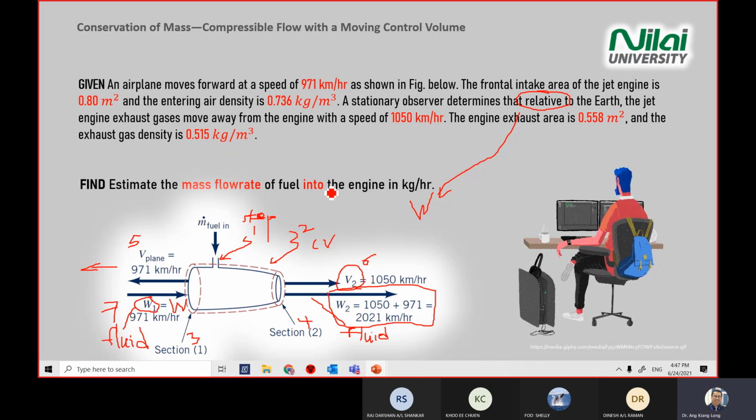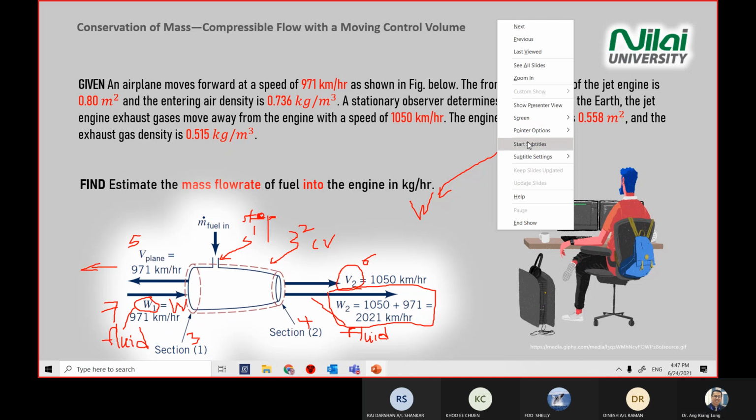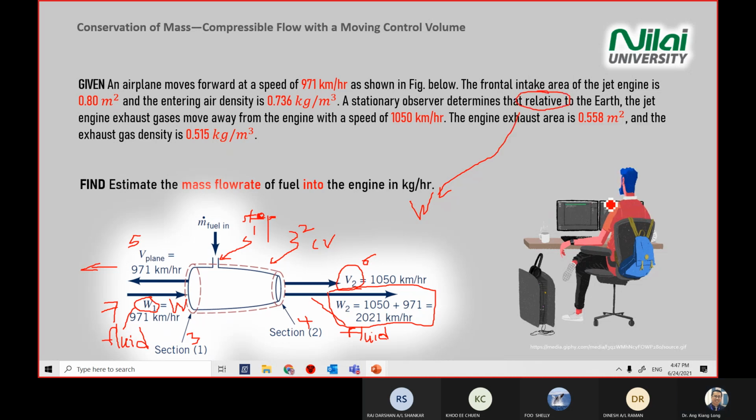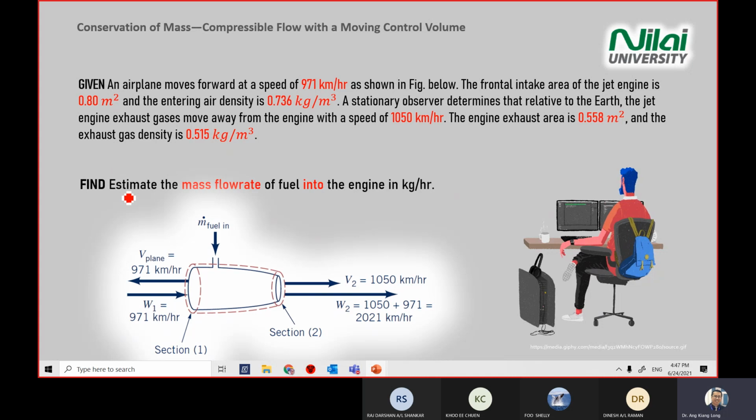So these are the steps before we start solving. Make sure you know how to draw the diagram before you solve the mathematics area. Okay, so draw the solid line. Where is the input and output? So this is the jet engine. The fuel will be going in somewhere, so you need to add it in there.